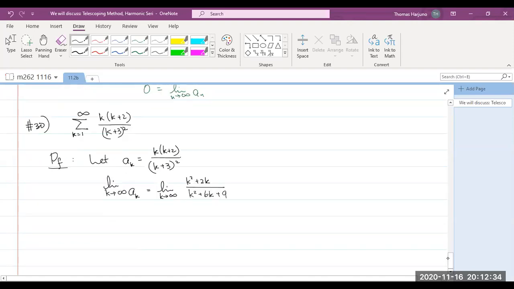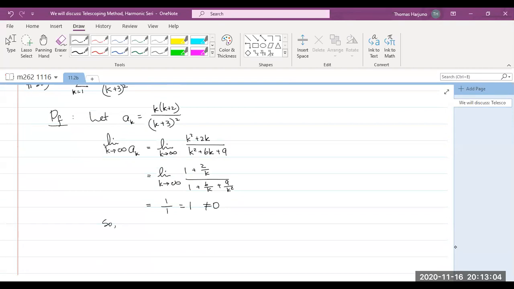Now you cannot do L'Hopital's rule, but you don't need to. What you can do is divide by k squared on the top and the bottom: (1 plus 2 over k) over (1 plus 6 over k plus 9 over k squared). This will give us 1 over 1, which is not 0. See, the nth term converges to 1, which is not 0. So the infinite sum must be divergent.